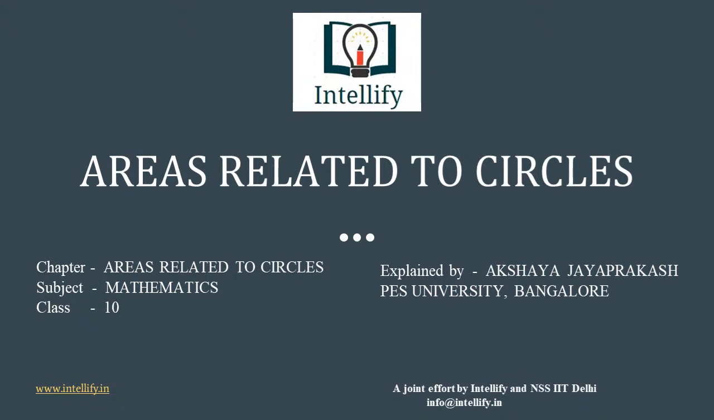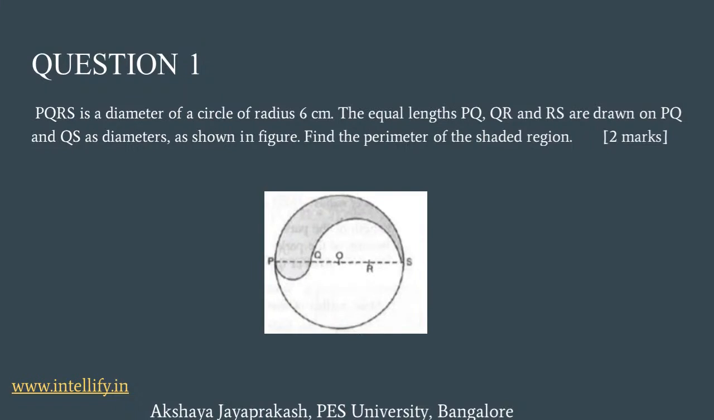Let's begin. Question 1. PQRS is a diameter of a circle of radius 6 cm. The equal lengths PQ, QR and RS are drawn on PQ and QS as diameters as shown in the figure. Find the perimeter of the shaded region.